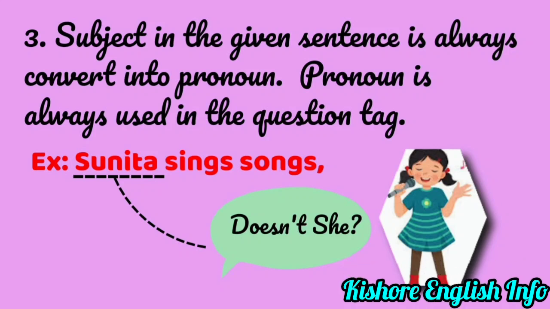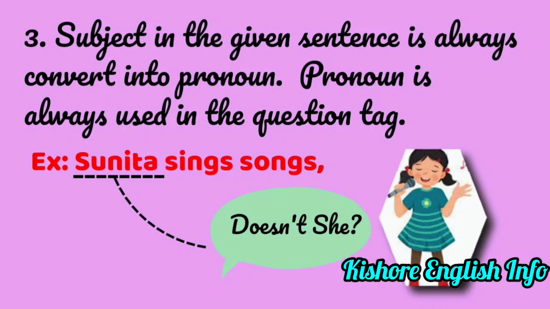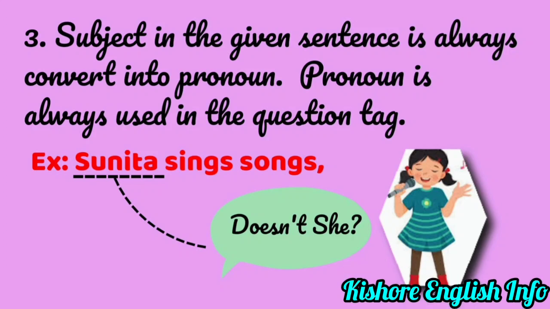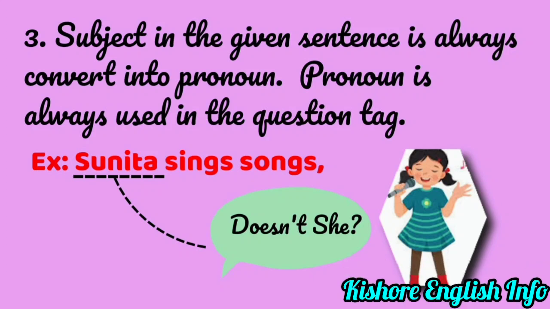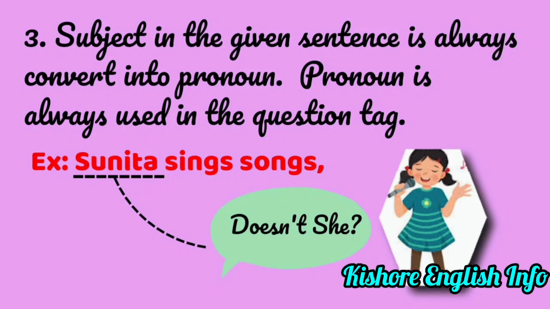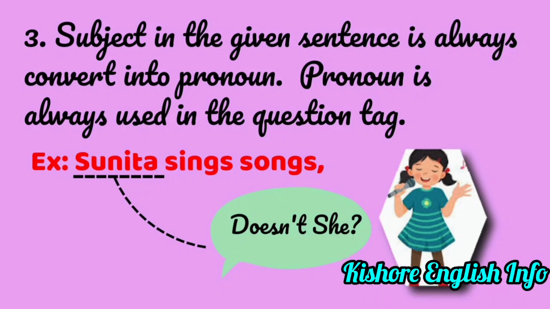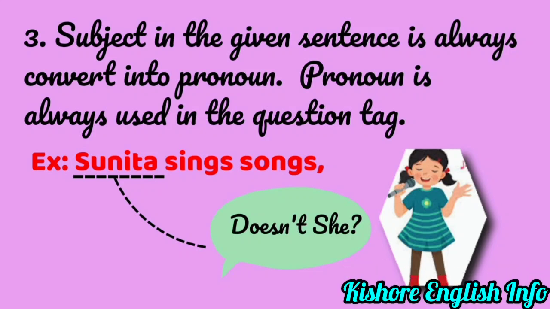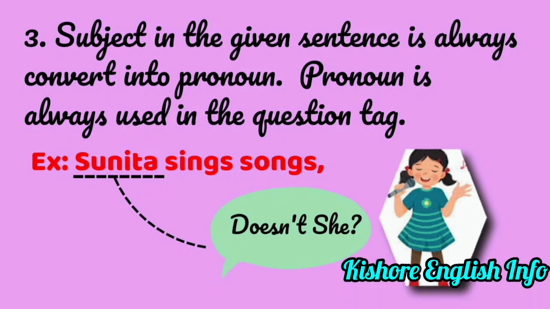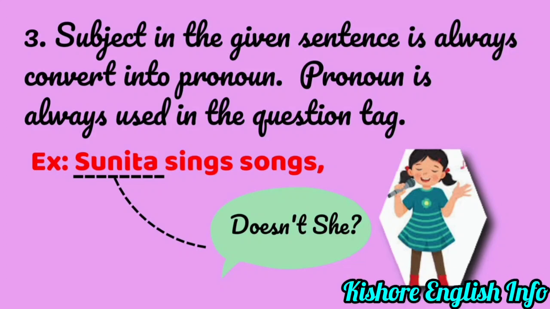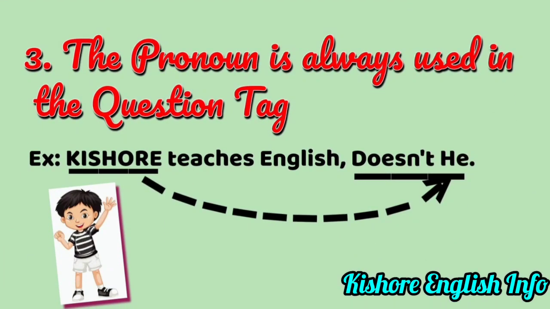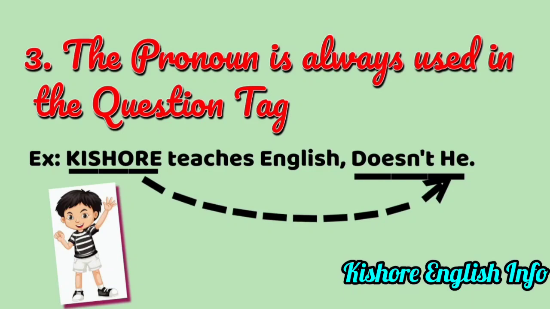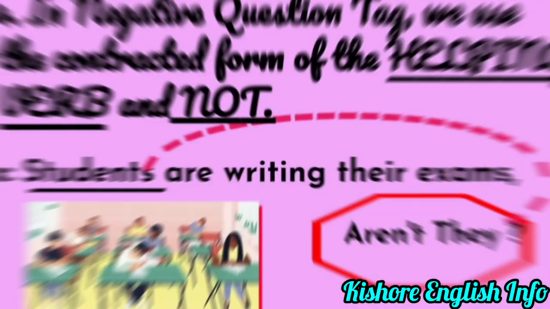Find the verb and the helping verb, pick up the helping verb, and add a negative form if the sentence is positive. No need to add a negative form if the sentence is already negative. So the sentence is positive. Sings is already the structure of does combined with V1. So does, doesn't, adding the negative form, followed by Sunita converted into the pronoun she. Doesn't she? The pronoun is always used in a question tag. That is the most important thing that we follow. Kishore teaches English, doesn't he?